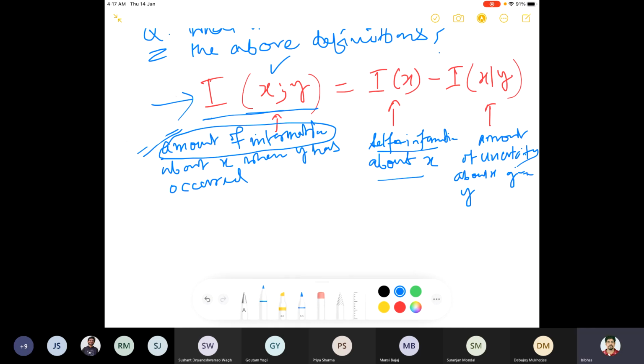Does it make sense? Yes, sir. Okay, even if it does not make sense, this is fine. Gradually we'll understand, because all these quantities are really abstract.